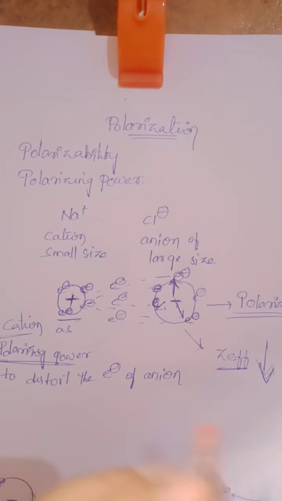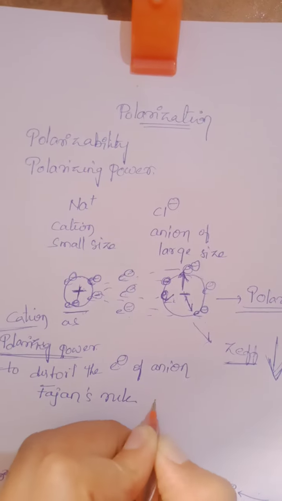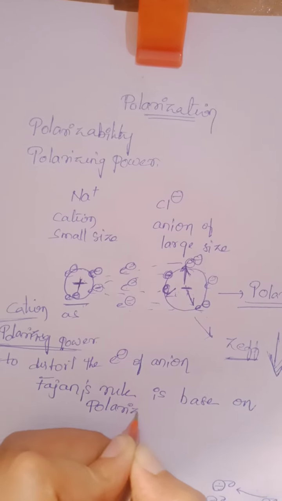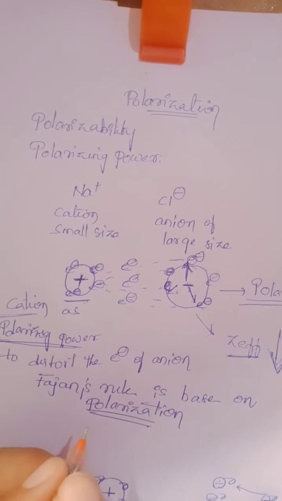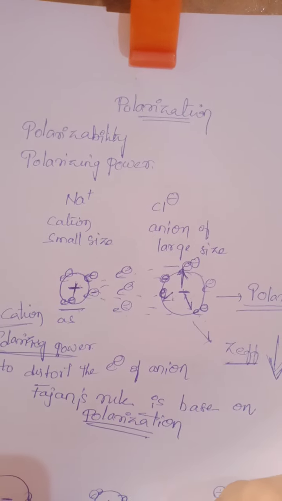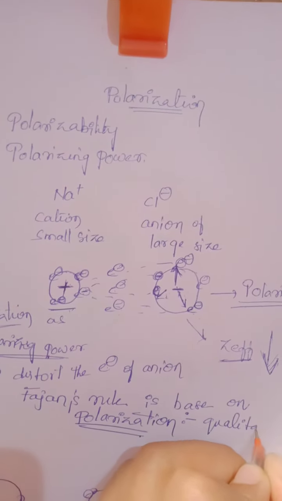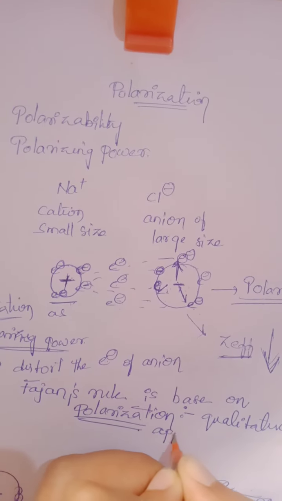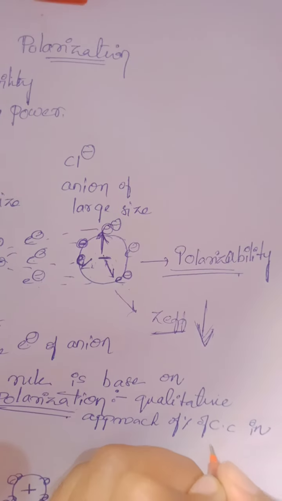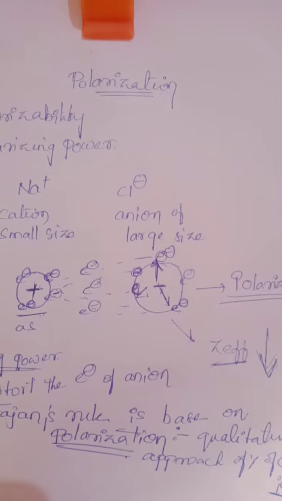Based on this polarization effect, we can learn about Fajan's rule. Fajan's rule is based on polarization. We know that Fajan's rule is used to know the qualitative approach of percentage of covalent character in ionic bond. Let us learn about this Fajan's rule in another video.